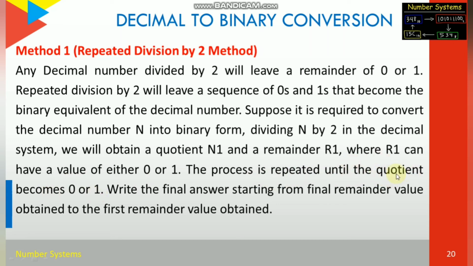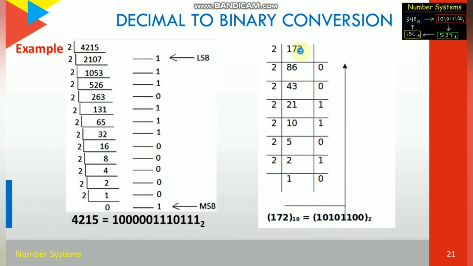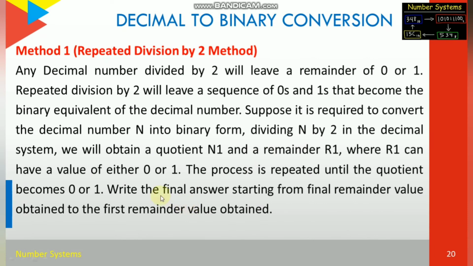So here the quotient is nothing but your n1. The process should be repeated until your n1 becomes 0 or 1. I hope this is very clear to you. Write the final answer starting from the final remainder value obtained to the first remainder value obtained.